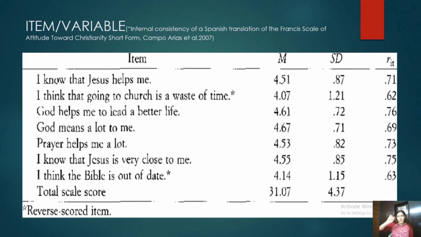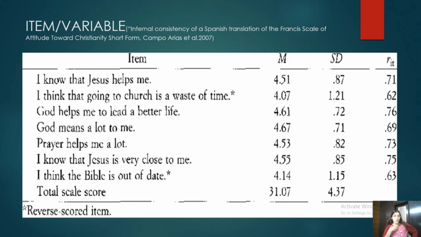If for I know that Jesus helps me he's rated 5, strongly agree, then what should be the answer, 1 to 5, on I think going to the church is a waste of time? What should be the answer? Yes. So here the answer should be between 1 to 2. Maximum 3.